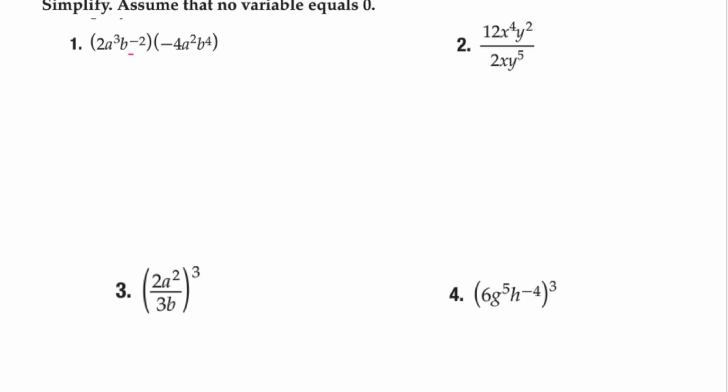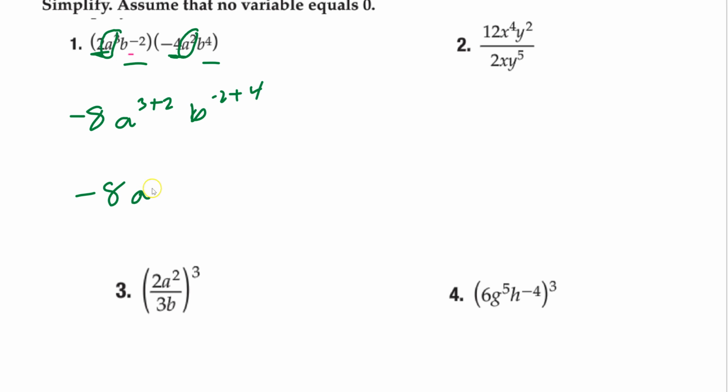Okay, let's do some examples. So this first one, notice we're just multiplying. There's no plus or minus. We're just going to multiply like terms. So I get negative 8. Now you just kind of count how many a's you have. I have 5 a's. So it's a cubed times a squared if you want to think about it the long way. You don't have to do all the work though. And then do the b's. b to the negative 2 plus the 4. So again, negative 8, a to the 5th, b squared.